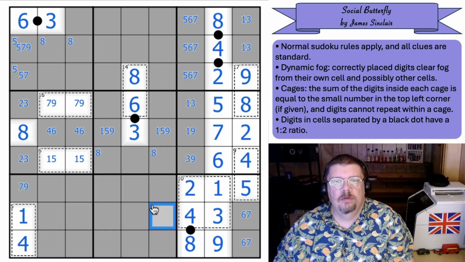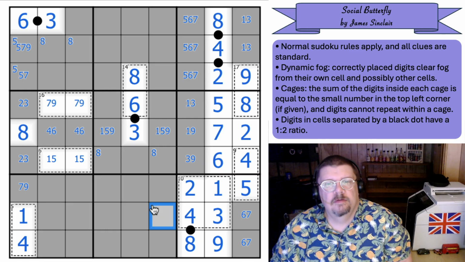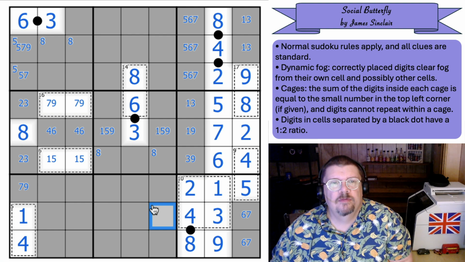There's not a whole lot to look at because that's the thing with fog is that I only have the clues that are available to me.